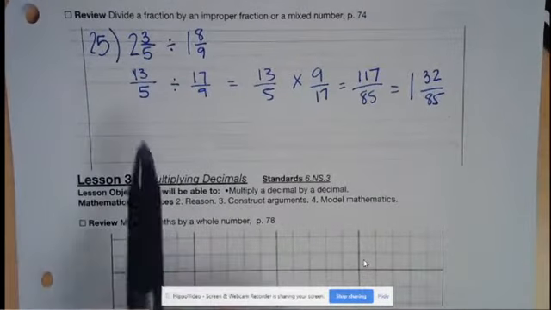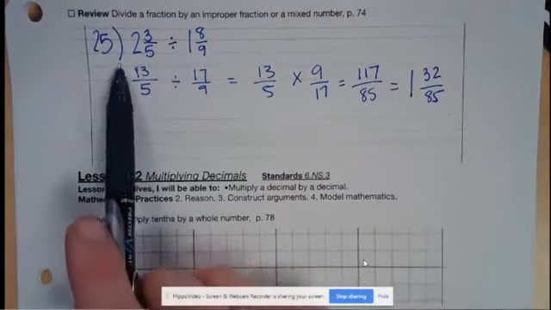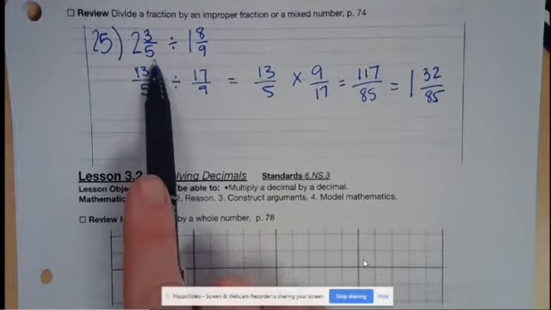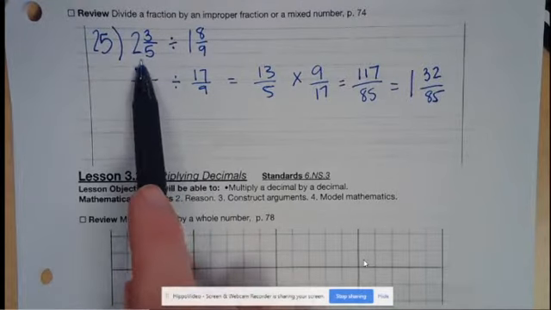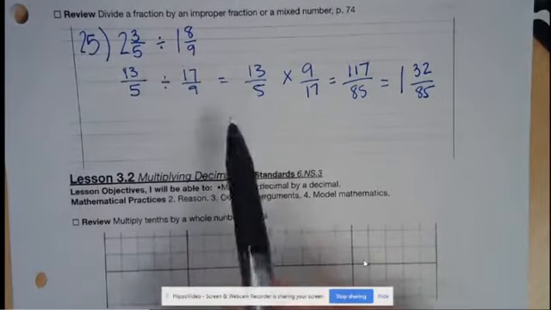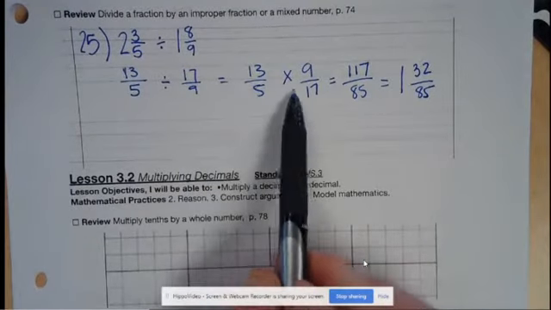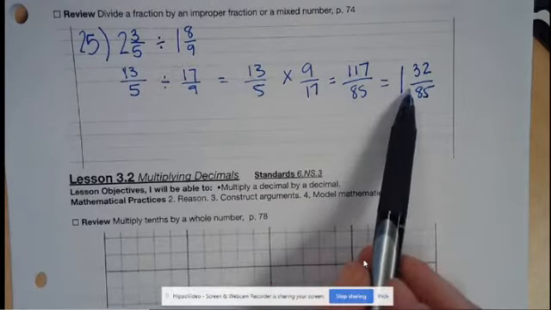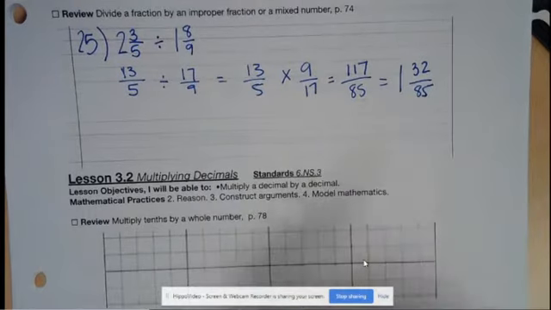So here we are at the end of lesson 1 in chapter 3, and you guys should have solved this last problem here, number 25, from the last video. All you had to do was change each of the mixed numbers first into an improper fraction, and then multiply the first fraction by the reciprocal, getting 117 over 85, and then change it into a mixed number. And remember to simplify if you can.